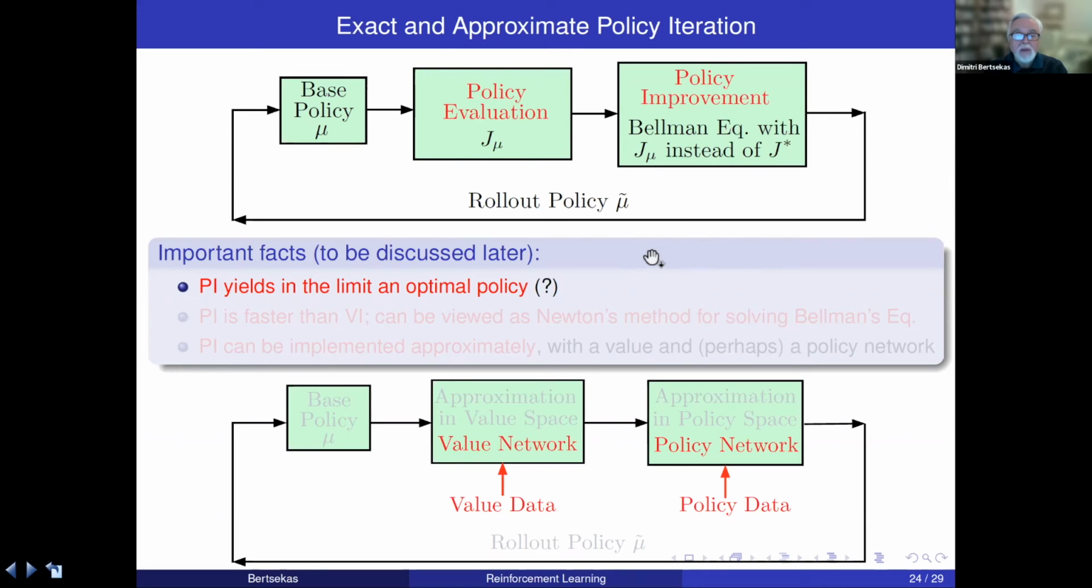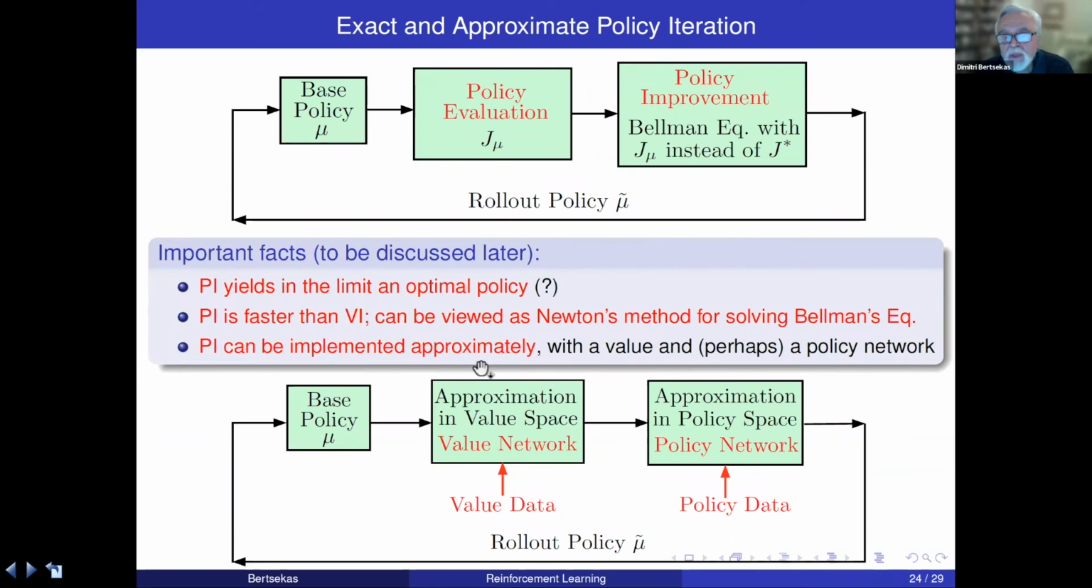However, this algorithm has some theoretical properties that we can prove. There's a lot of theory around it, in fact. In the limit, it yields usually, although perhaps not always, an optimal policy. In theory, if you can carry out this algorithm exactly with exact calculations, and in the limit, as you do an infinite number of policy iterations. Policy iteration is faster than value iteration, and we're going to interpret it as Newton's method for solving Bellman's equation. That's why it's faster, because it's Newton's method, and Newton's method is very powerful.